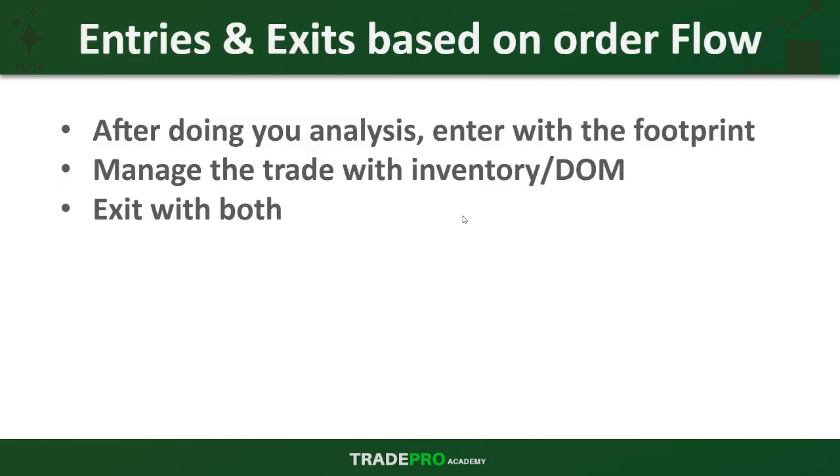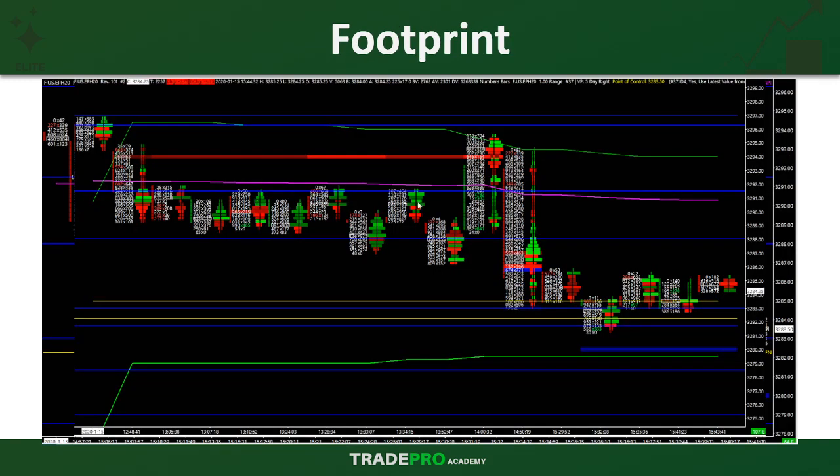So if we base entries and exits on order flow, we will do our analysis first on the market structure to identify the key support and resistance levels, and then at TRADEPRO Academy, we really love the footprint for entries and exits. So we manage the trade with the DOM and inventory, then we start exiting with both. Let's take a look at what that looks like quickly before we wrap up this really short lesson.